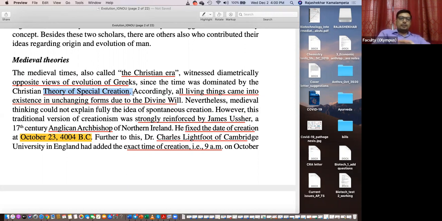The statement that you have to make a note of here is that, according to this theory of special creation, all living things came into existence in unchanging form due to the divine will, due to God. So God has created all these forms as they are. They're not changing, they are fixed. But God created them.